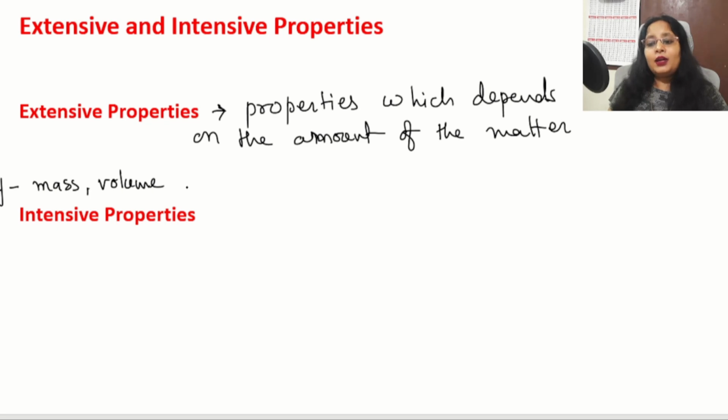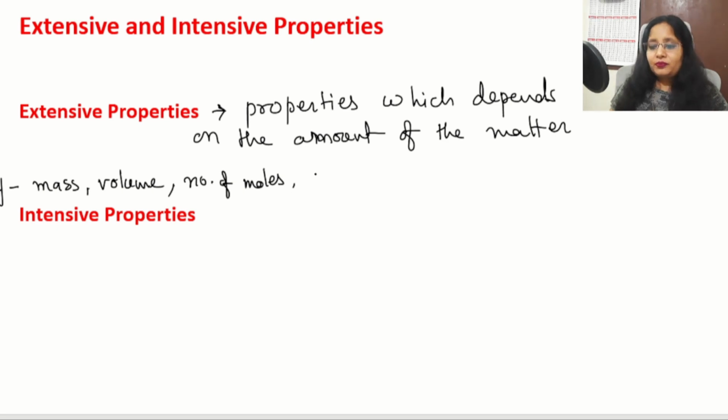One more example is volume. It depends on the amount of the matter. If we take a big amount of matter, the volume will be different. If we take the small amount, the volume will be different. It means the property changes with the amount of the matter. So it is called extensive property. Some other examples are number of moles. Same here. If a sample is taken in the small quantity, then the number of moles are different. If the sample is taken in the big quantity, number of moles are different.